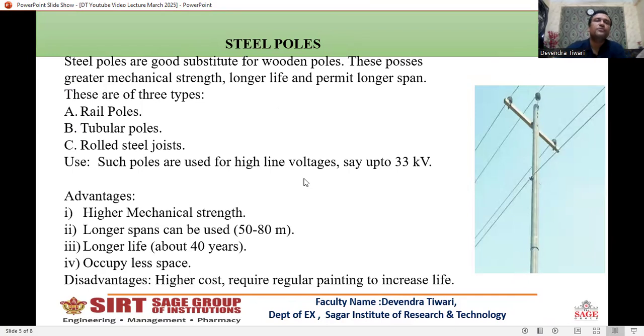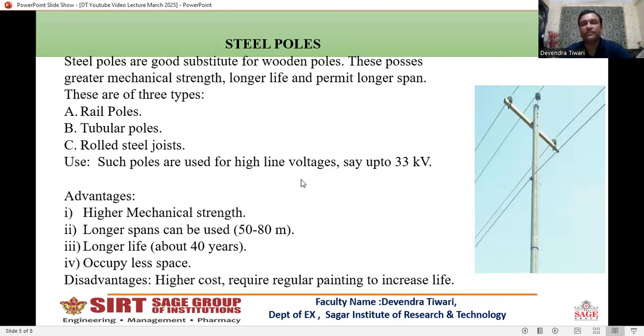Steel poles are a good substitute for wooden poles. This is a picture of a steel pole. These provide greater mechanical strength, longer life, and permit longer spans. They are of three types: rail poles, tubular poles, and rolled steel joists. Uses: such poles are used for high line voltages.